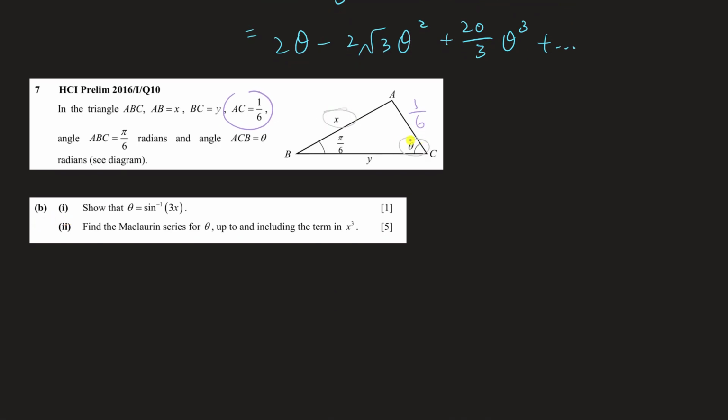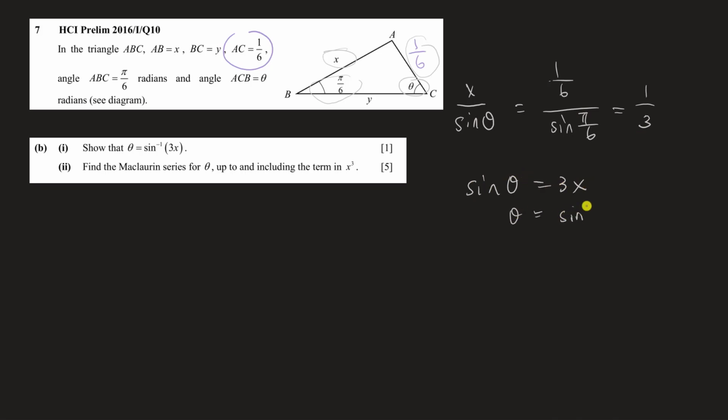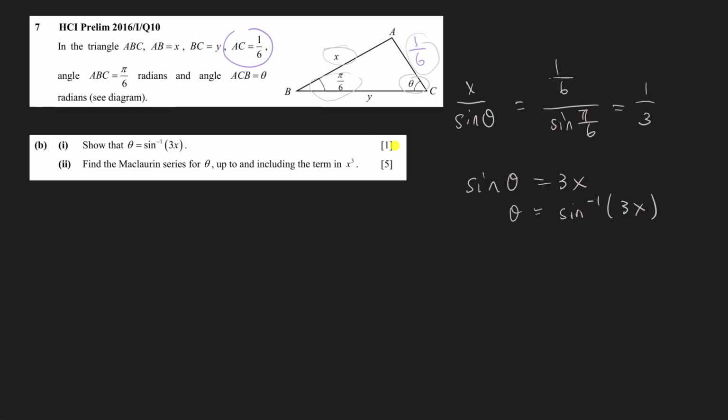X and theta, 1 over 6 and pi over 6. Once again, I believe we're going to use trigonometry sine rule. X over sine theta is equals to 1 over 6 over sine pi over 6. Sine pi over 6 would just give us half. So 1 over 6 divided by half would give us 1 over 3. Cross multiply, we get sine theta equals to 3x. Theta is equals to sine inverse 3x. You should tell by the amount of marks that's awarded how difficult it is. 1 mark shouldn't be too much of a hassle.